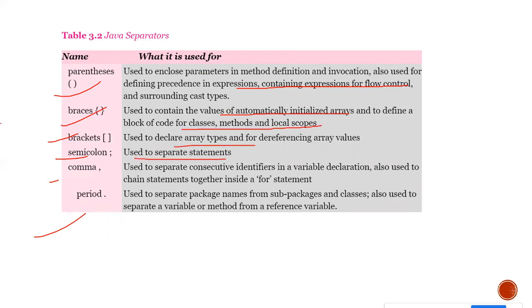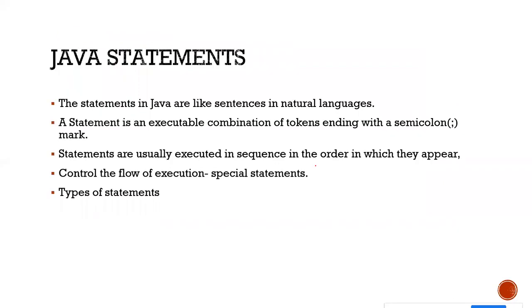Semicolon is used to separate statements. Comma is used to separate consecutive identifiers. Period is used to separate package names from subpackages and classes. So all these terms, parentheses, braces, brackets, semicolon, comma, period, are called Java separators.